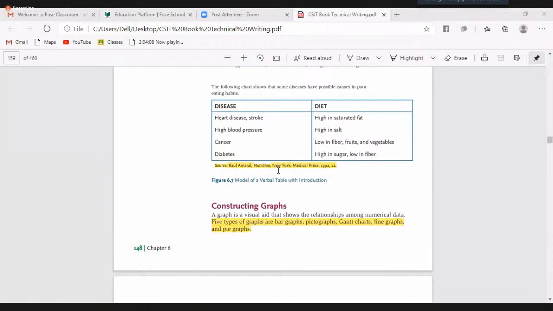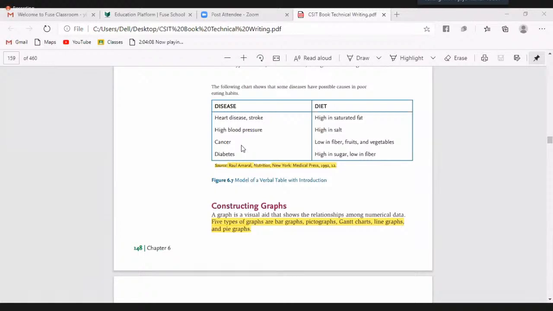Whatever source you directly quote a table or figure from, below the table and below the figure you must give the source. If you don't give credit to the source, then that will be plagiarism. Plagiarism means academic theft.